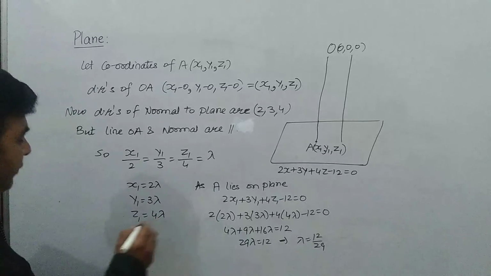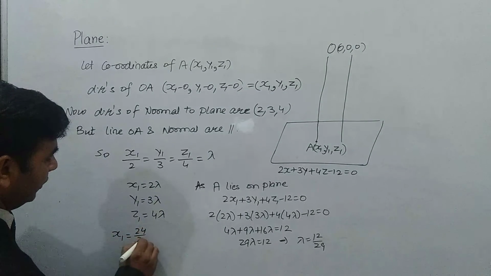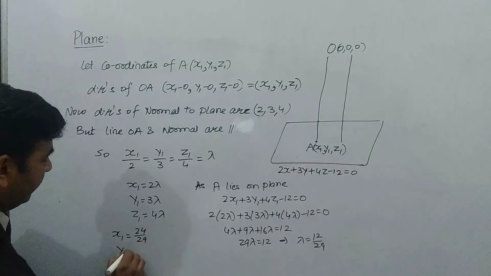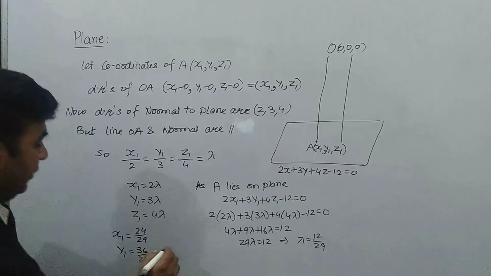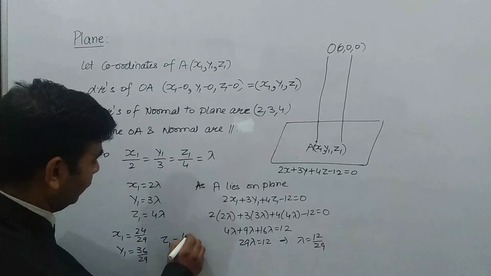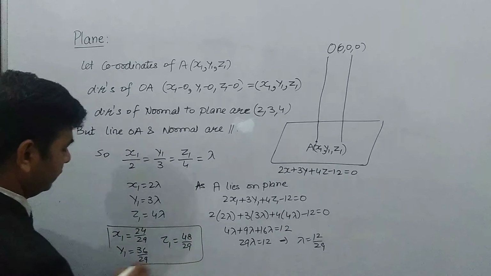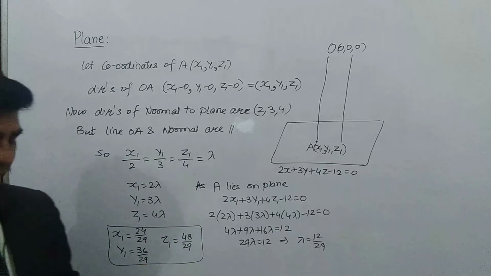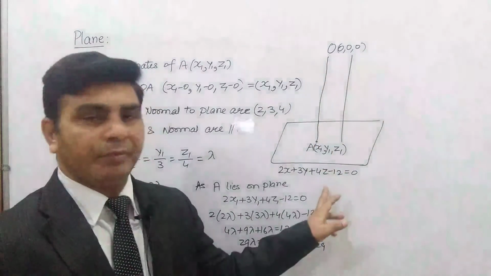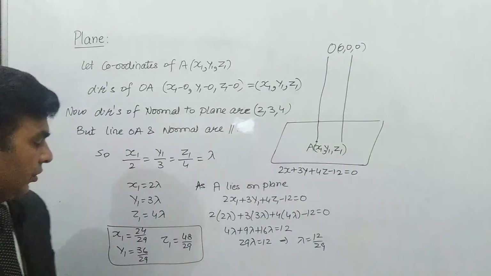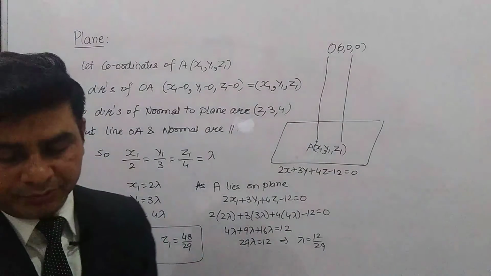So the value of x1 will be 24 upon 29, y1 will be 36 by 29, and z1 will be 48 upon 29. So these are the coordinates of the foot of the perpendicular drawn from the origin to the given plane. So in this way we can find the coordinates of the point. This was a very important question, my dear students.